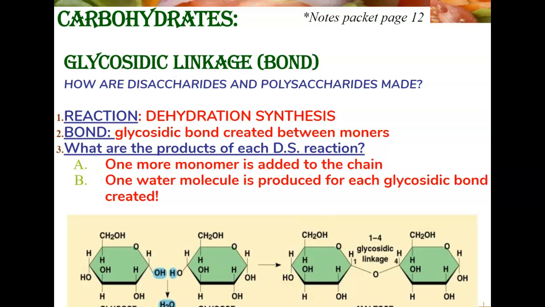What are the products of each dehydration synthesis reaction? One more monomer is added to the chain, and one water molecule is produced for each glycosidic bond that is created. You can take a look at the diagram. I don't know if you can see at the bottom, but we have glucose plus glucose produces the disaccharide maltose. Okay, dehydration synthesis reaction does this. The bond that's formed is a glycosidic linkage.